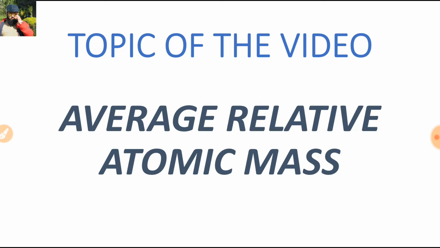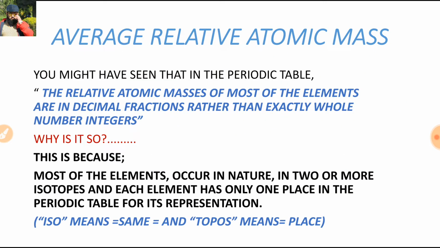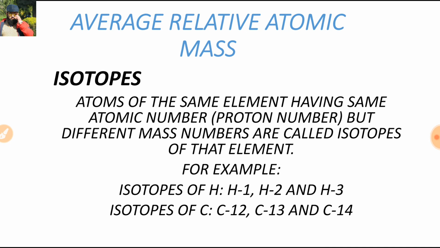As the name suggests, it is an average of atomic masses. But before going into the detail or definition of average relative atomic mass, let us have a look at another term, that is isotope or isotopes.